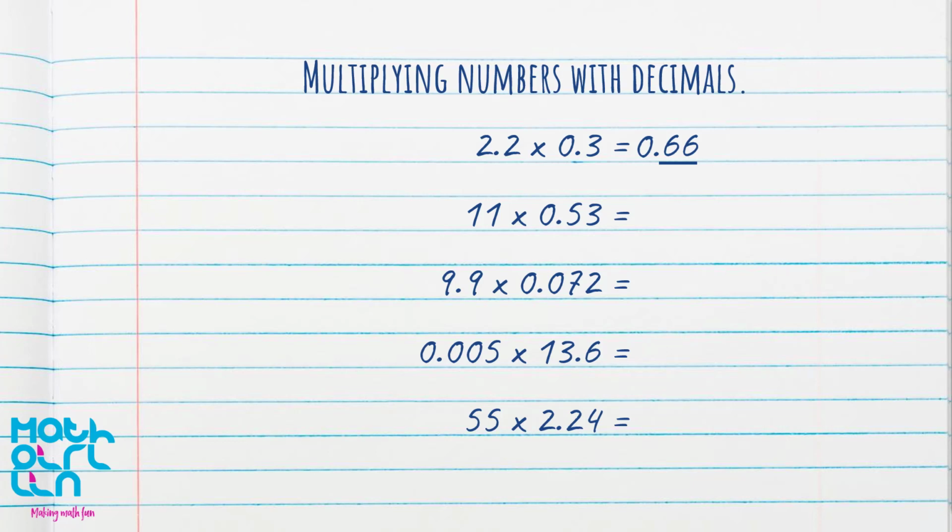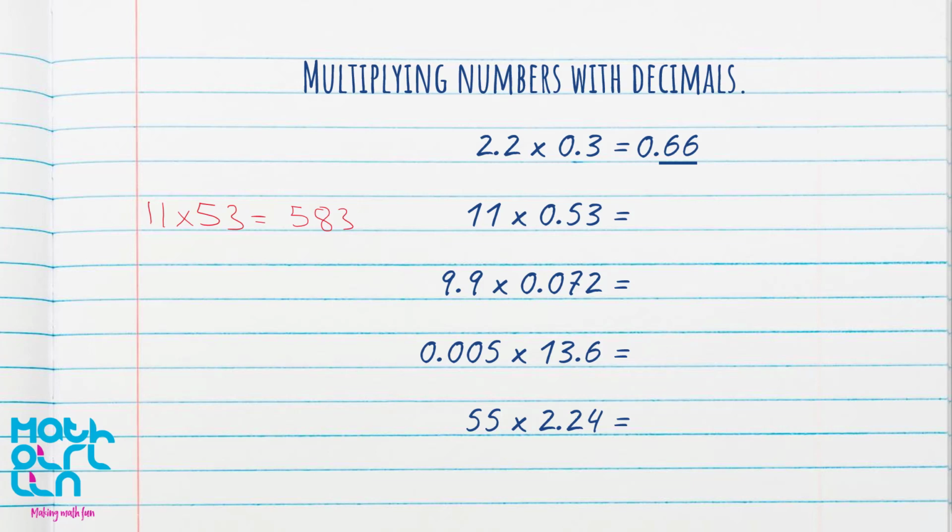11 times 0.53. At first sight, it looks like a complicated multiplication. In the next couple of minutes, you will realize how easy it actually is. We multiply 11 by 53. Remember, we ignore the decimals for a moment, so we are not multiplying 11 by 0.53. Instead, we are multiplying 11 by 53. Now, if you remember the multiplication trick for 11, you know 11 times 53 is 583.